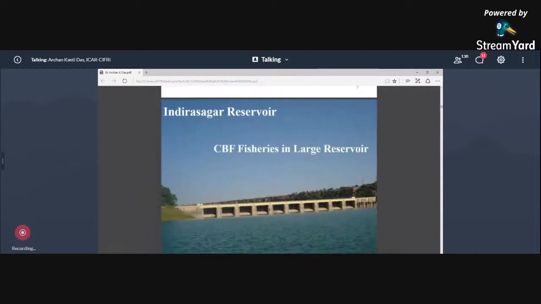So with these technological interventions and enhancement, this is our Indira Sagar Reservoir. I already mentioned it is the largest reservoir in Southeast Asia, 92,000 hectares, and now culture-based fisheries is being adopted in this largest reservoir also, where production has gone up to 60 kg per hectare per year. It should be increasing. Our target is to take it to 100 kg per hectare. So the days are not so far.